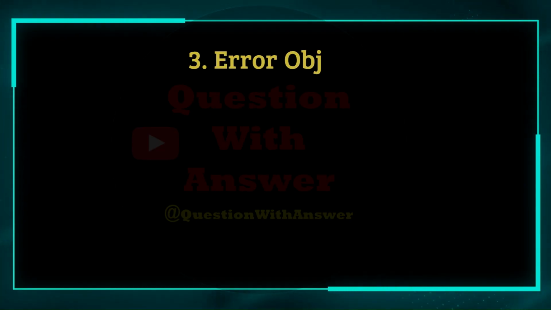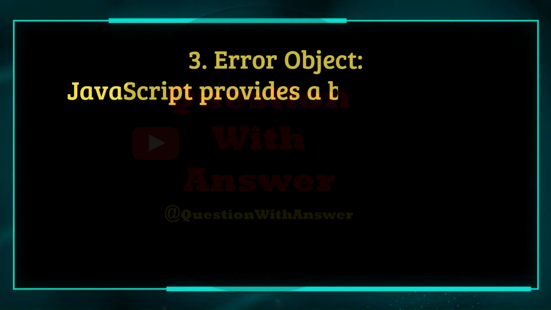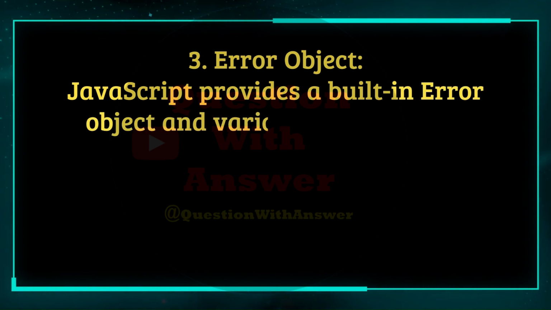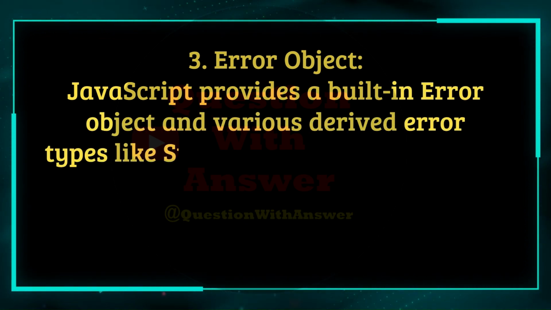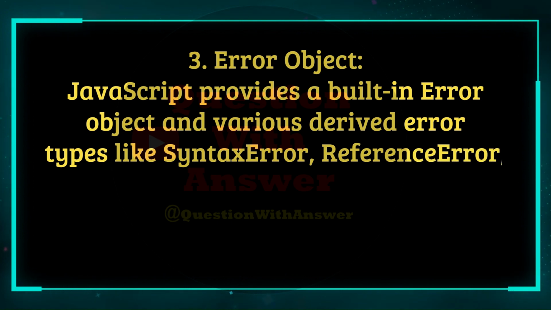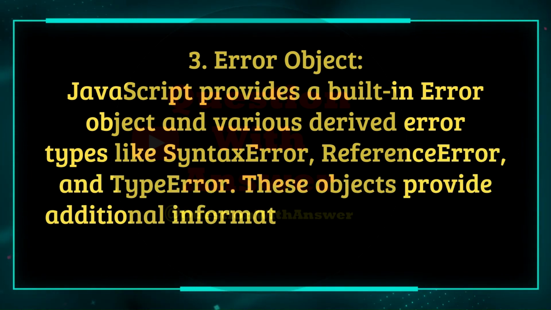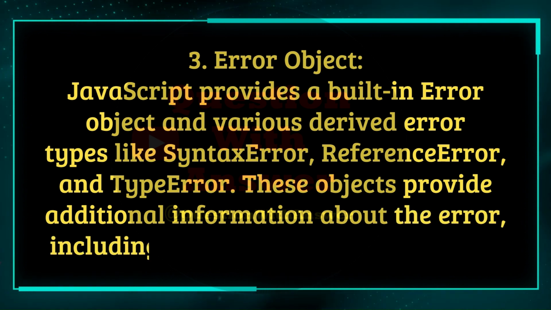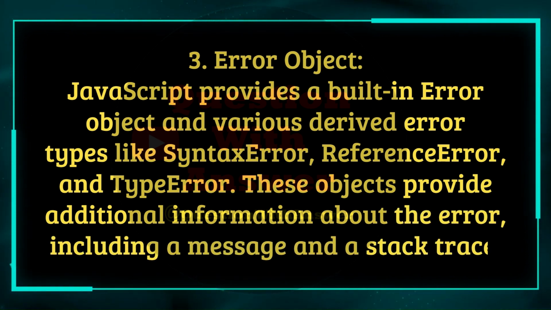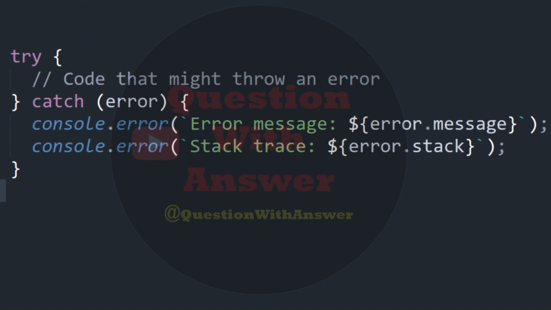3. Error object. JavaScript provides a built-in Error object and various derived error types like SyntaxError, ReferenceError, and TypeError. These objects provide additional information about the error, including a message and a stack trace. This is the example of Error object in JavaScript.